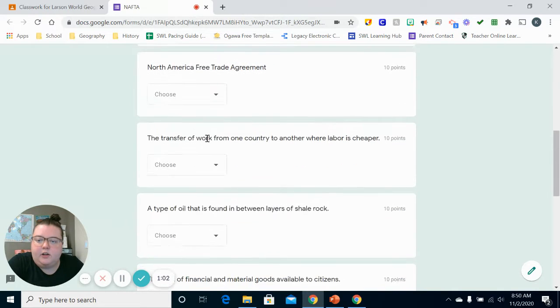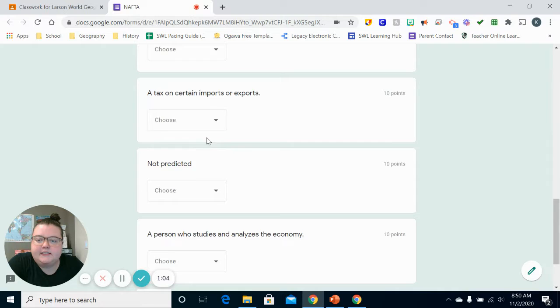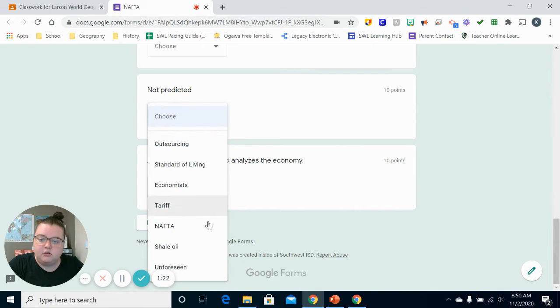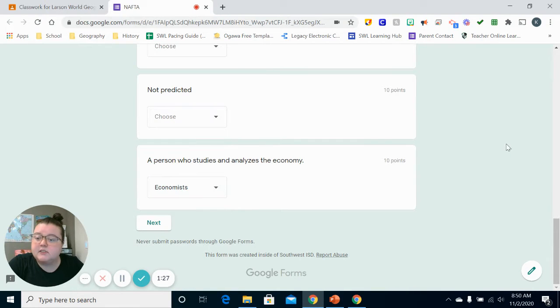So there are 1, 2, 3, 4, 5, 6, 7 vocab words that we'll be going over, which, like the last time we did a reading like this, are not necessarily important for the whole unit, but are important to understand the reading, okay? So, for example, a person who studies and analyzes the economy is going to be called which of these? And the correct answer is going to be an economist, okay? I'll give you that one.